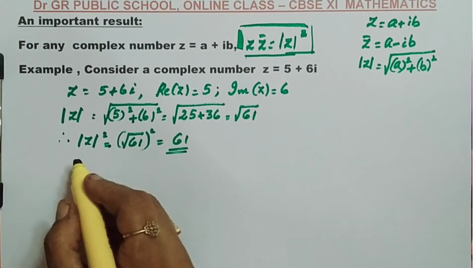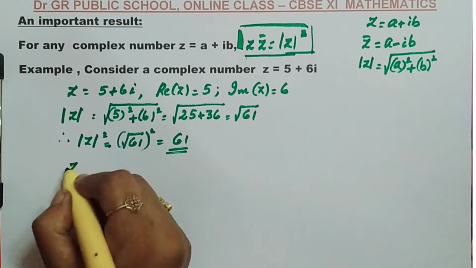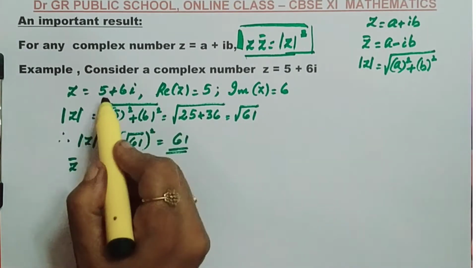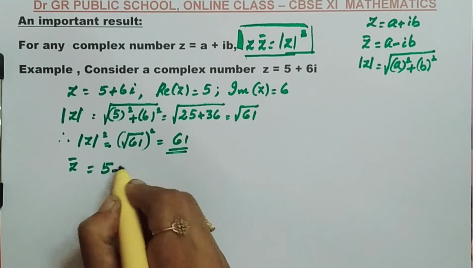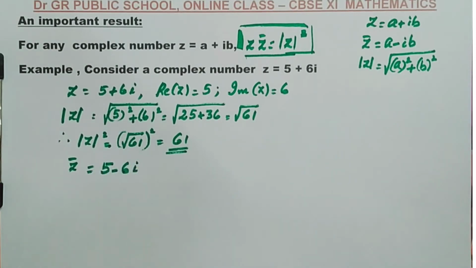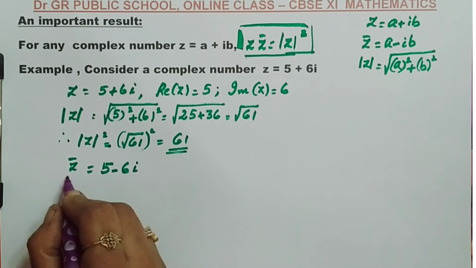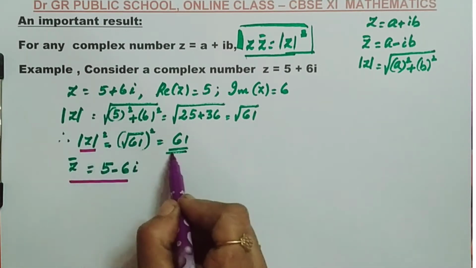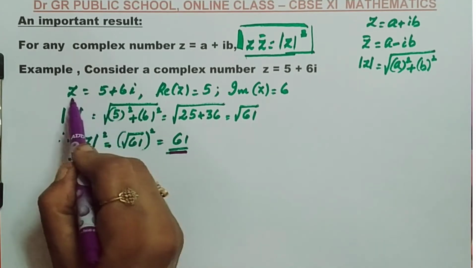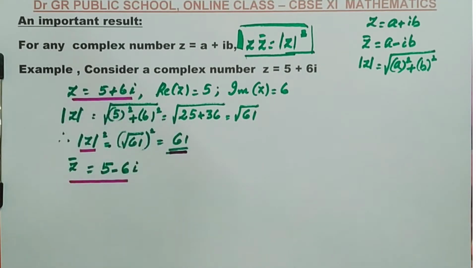Now, one more value I need to find, z bar. If z equals 5 plus 6i, what about z bar? Changing the sign of the imaginary part, 5 minus 6i. Now you have z bar equals 5 minus 6i, mod z square equal to 61, and the complex number z equals 5 plus 6i. We can verify this result.